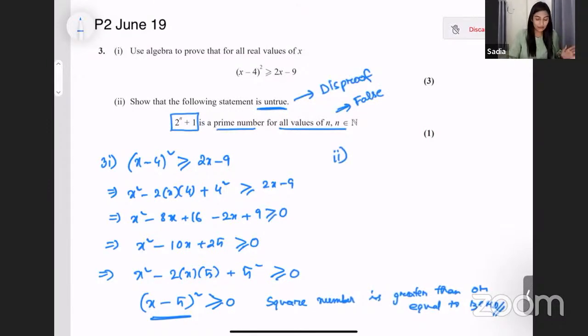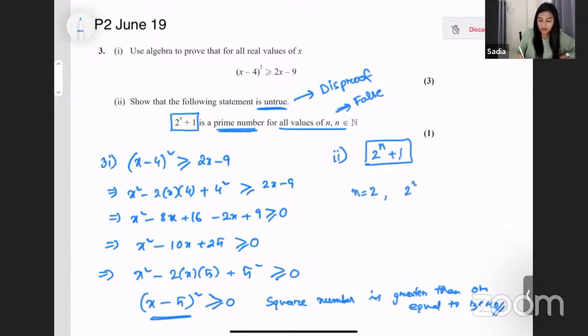So 2 to the power n plus 1 is a prime number. You need to use any value of n that will actually disprove this statement. It's just a trial and error method. You can start with n equals 1, n equals 2, n equals 3. If I select n equals 2, it's going to give us 5, which is a prime number. So that's not going to work.